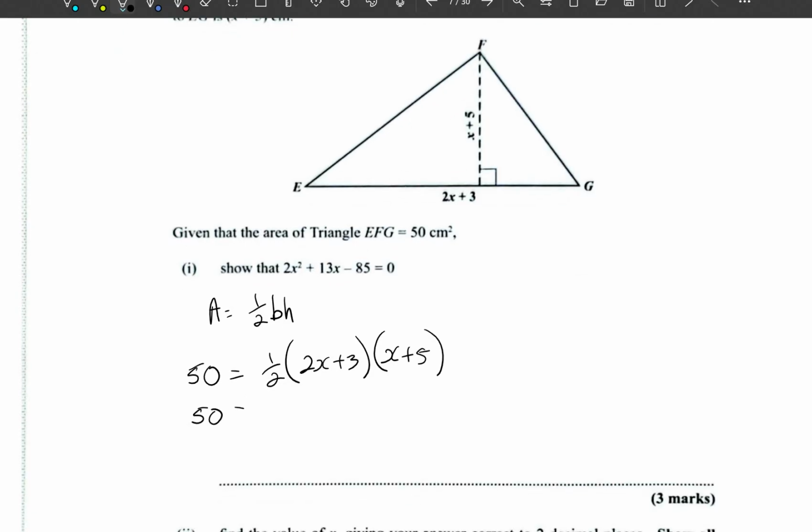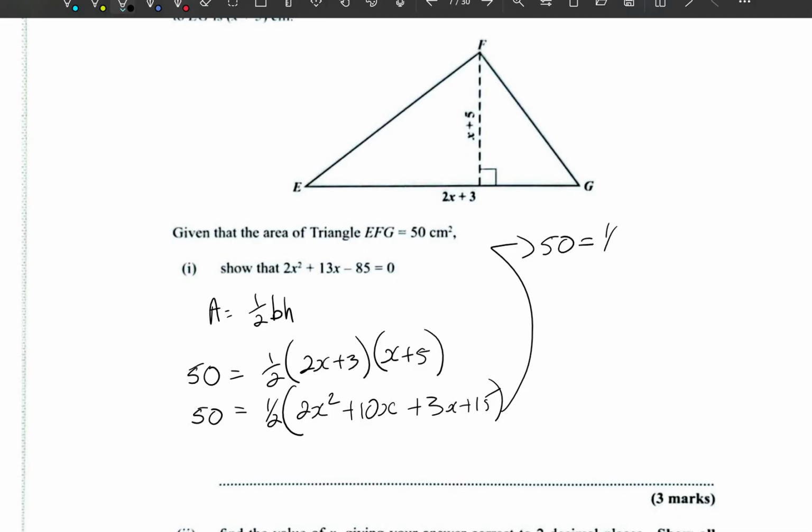So 50 would be, expanding the brackets, we're going to have a half into 2x by x, that's going to be 2x squared. We have 2x by 5, that's going to be plus 10x. We have 3 by x, that's plus 3x. We have 3 by 5, that's plus 15. Simplifying, we see we have 50 is equal to a half into 2x squared plus 13x plus 15.